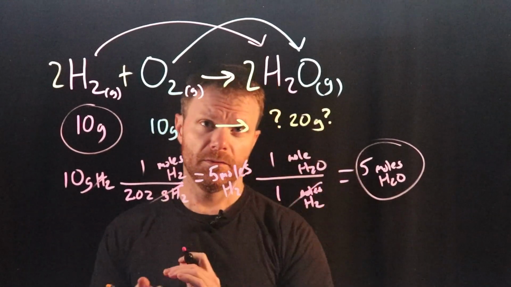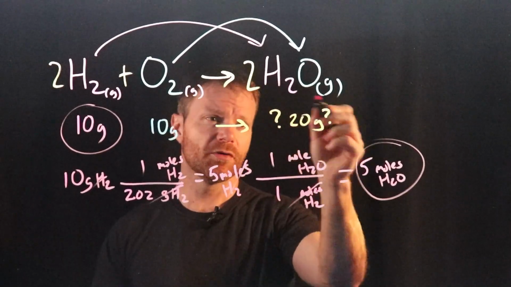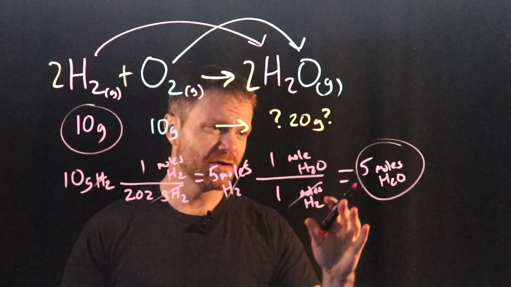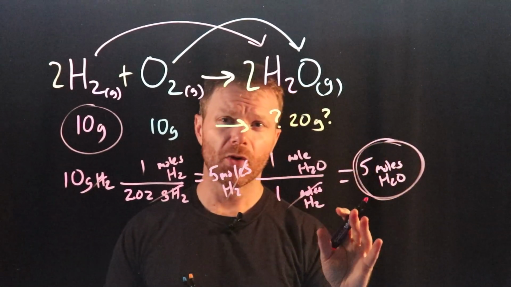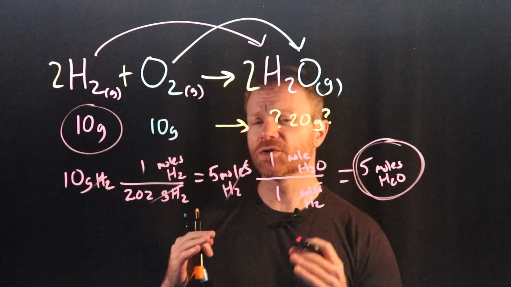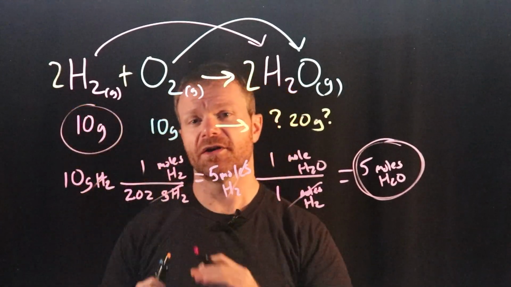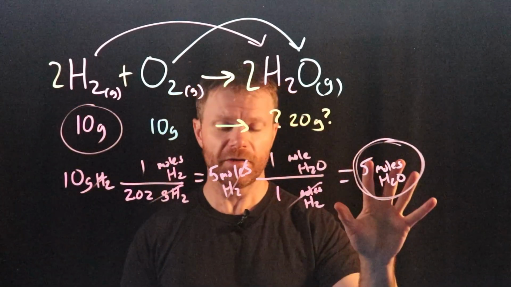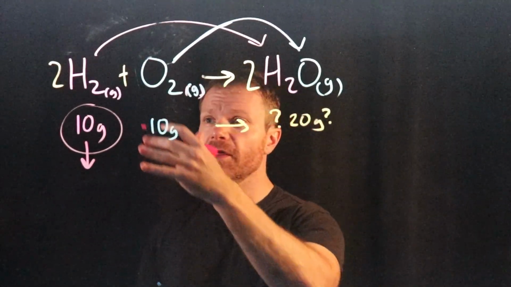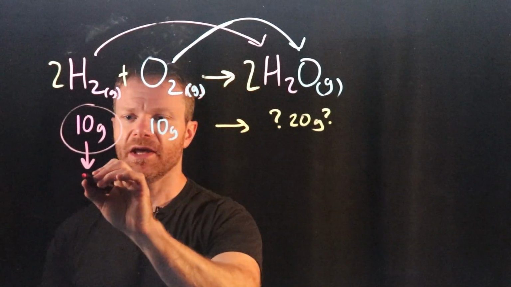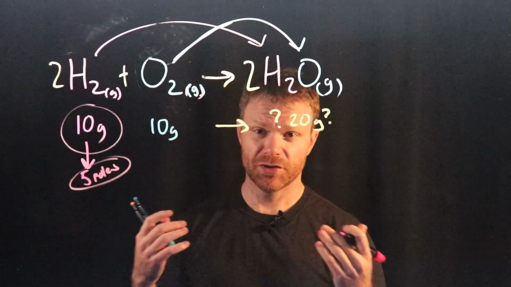Now you might be looking at this problem and say, well, we want to know how many grams of water are going to be produced. I get that, but you don't need to go that far, right? Because we're really just going to stop at moles until we know which one of these two, hydrogen or oxygen, is our limiting reactant and which one is our excess reactant. So let's hold off on that step for now and let's look at our oxygen. So we just calculated that with 10 grams of hydrogen, we can make 5 moles of H2O.